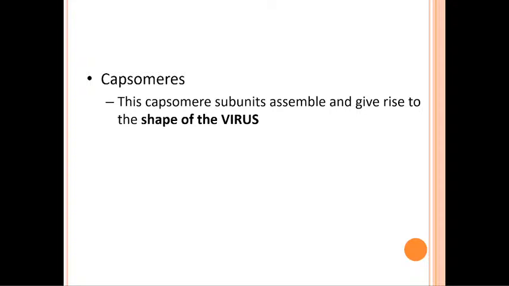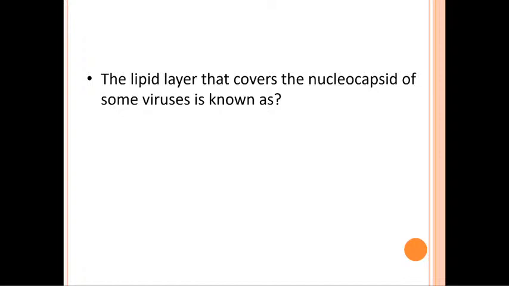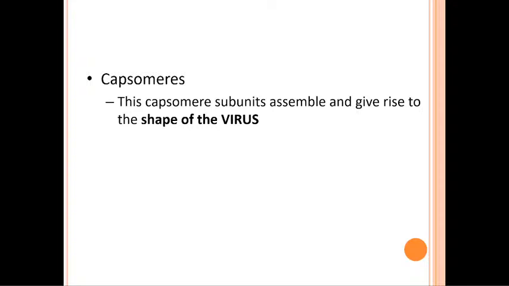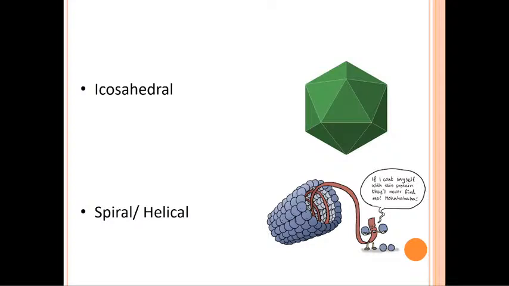Now, let's move on to the lipid layer. The lipid layer is the one that covers the nucleocapsid, and it's known as the envelope. Okay? And let's talk about the nucleic acids. Okay, so that's the envelope, the lipid layer that covers the nucleocapsid. So let's go back again to the basic structure that I have here. So inside this particular molecule, this strand here, there's going to be a lipid layer envelope before you reach the capsid, the outer capsid. Okay? That's known as an envelope. Clear what an envelope is? Shall we move on? Okay.